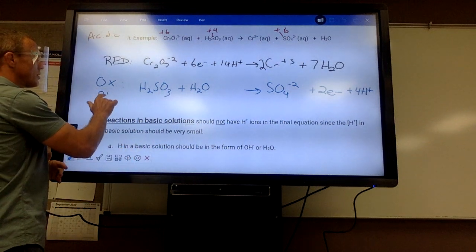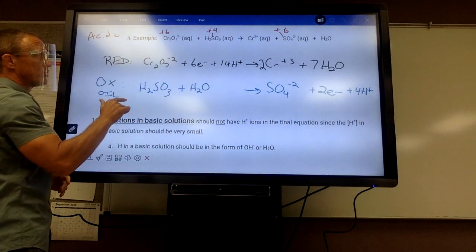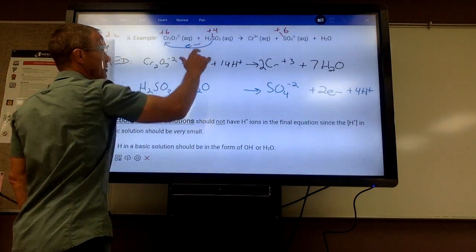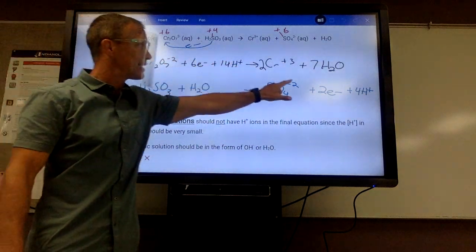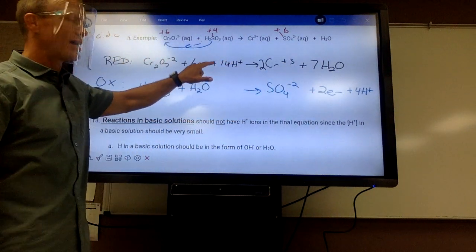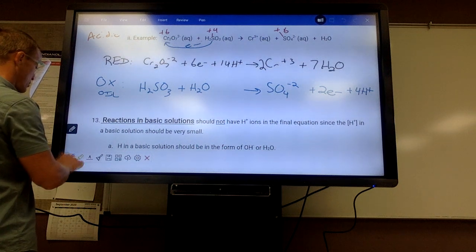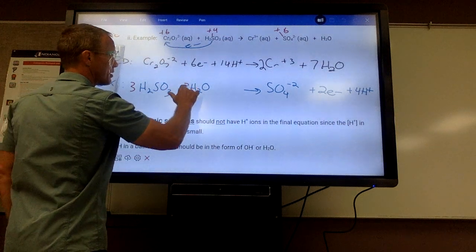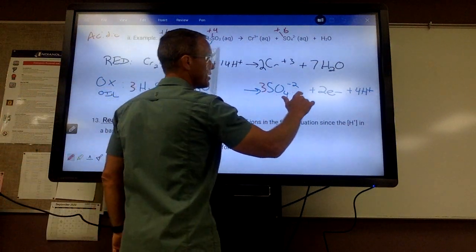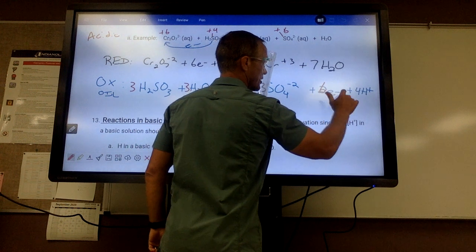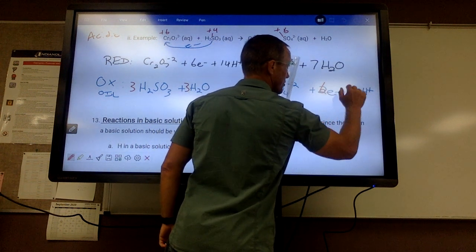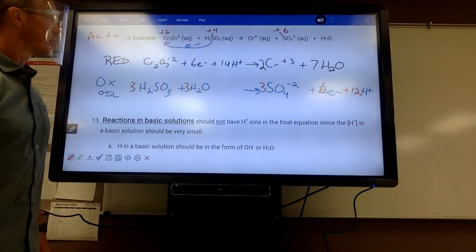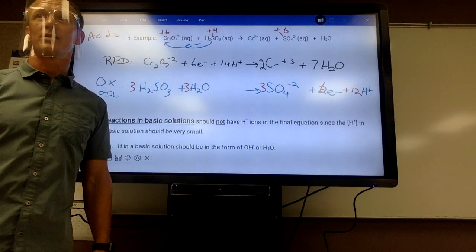All right, electrons that are lost over here have to be equal to electrons gained here. Remember, in this case, sulfur is giving electrons to chromium. Well, we have 6 and 2, so we're going to multiply the bottom one by 3. So this becomes a 3, a 3, a 3, a 6, and a 12. All right, we're getting closer. We're almost done.